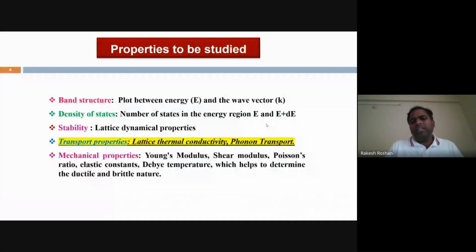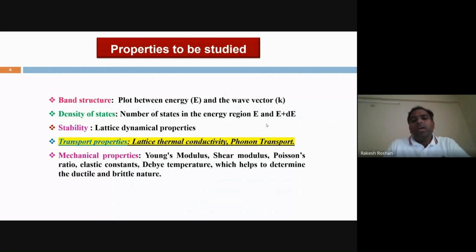Band structure is nothing but a plot between the energy and the wave vector. We can also obtain the density of states. We can also talk about the dynamical stability of a system at a given temperature or pressure, I mean, whether the given system is stable or not, by calculating the lattice dynamical properties.